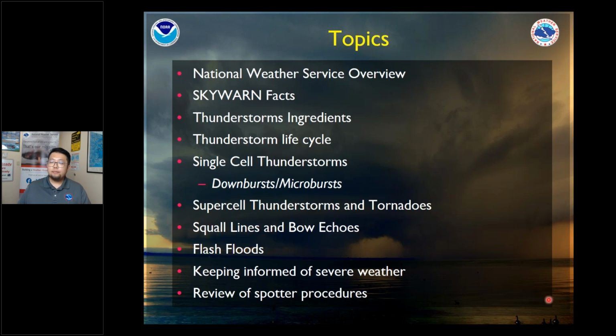So today's topics, we're going to go over a quick review of the National Weather Service, go over some SKYWARN facts, as well as how thunderstorms develop, how they behave, and what kind of threats are associated with those thunderstorms, what things we have to look out for as a SKYWARN spotter, and in general, for safety of your family and friends as well. We'll talk about supercell thunderstorms and tornadoes, as well as squall lines, bow echoes, flash flooding, a whole slew of different things in this presentation. We'll keep you informed with severe weather and review some spotter procedures, and we'll try and have a good time, right?